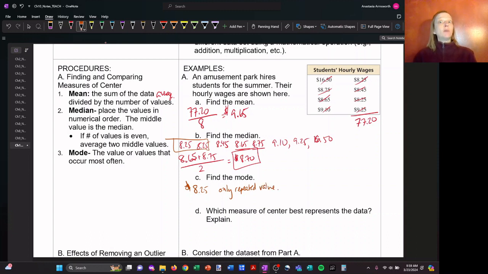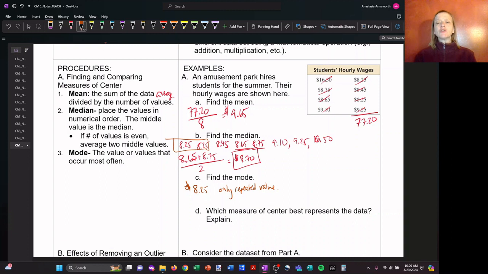There can be no mode in a data set. If every value just appears once, then there would be no mode in the data set. It's also possible to have more than one mode. If 8.25 had been repeated and $9.10 had been repeated twice, just with 2 repeats, then they would both be modes. But if there's one mode, it's the one value that's repeated the most.